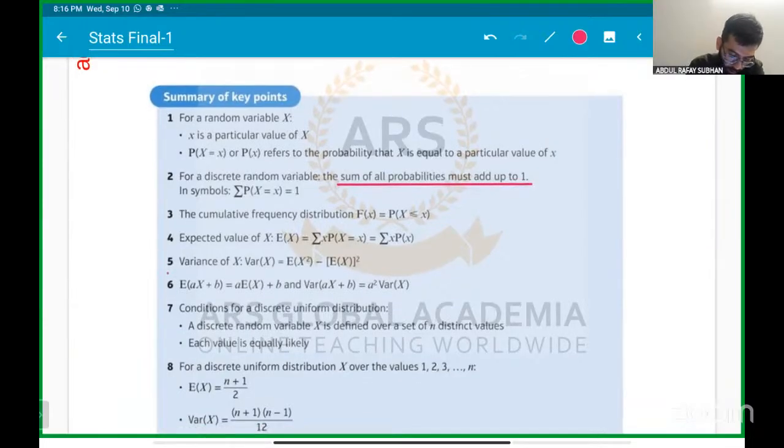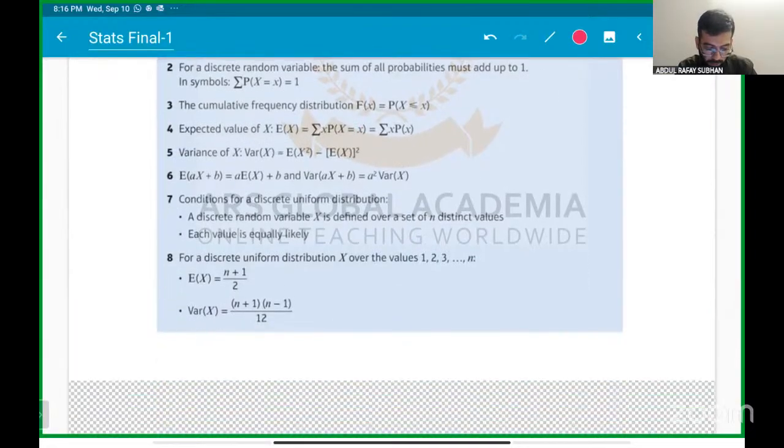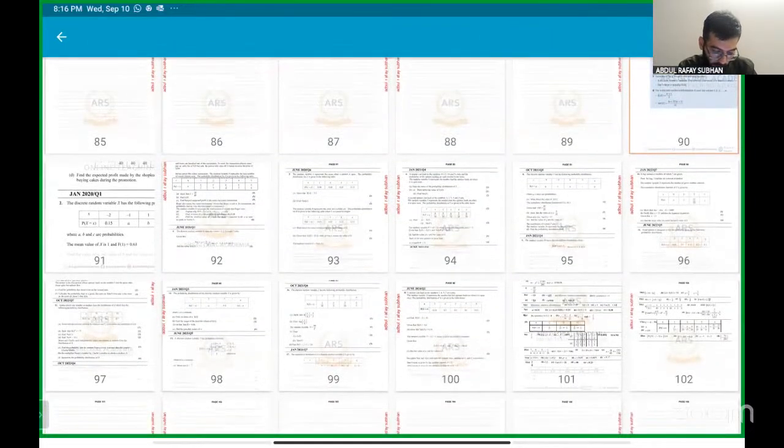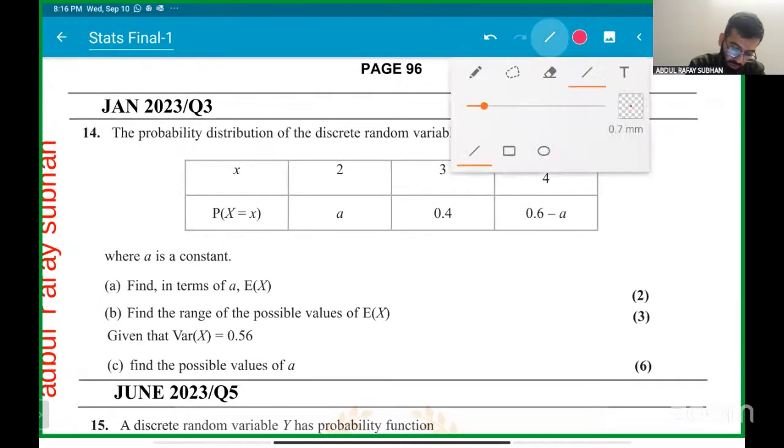We have how to get the variance, how to apply coding of the data, and how to find the mean as well. There is also the concept of cumulative frequency distribution. I'll try to make sure that as many concepts of the chapter as possible are covered. Let's start with the January 23 questions and try to understand how we are going to solve this.